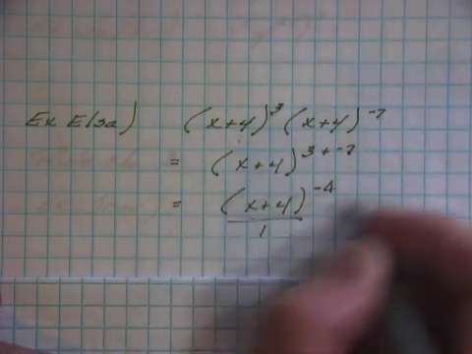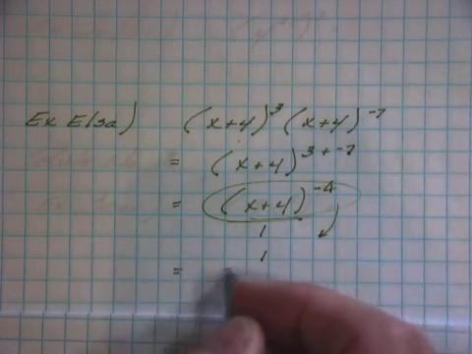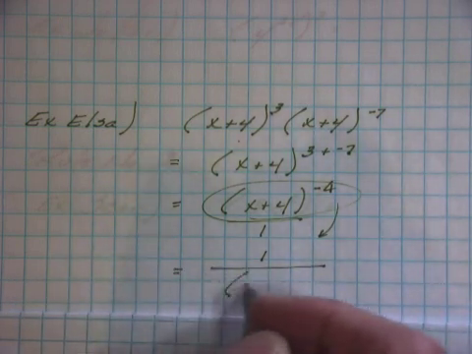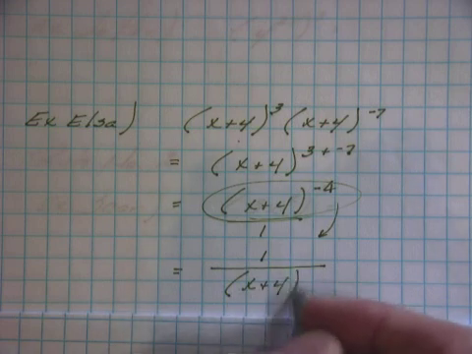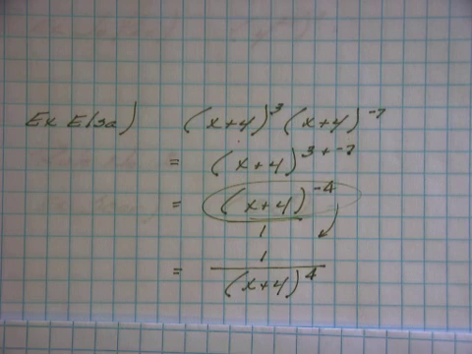Now, you might think you're done, except you've got to remember, you can't leave an expression with a negative exponent. Okay? So we're going to drop this from the numerator into the denominator, and our final answer is 1 over x plus y to the positive 4. And now you're done. Okay? So that's our first round of multiplicative properties.